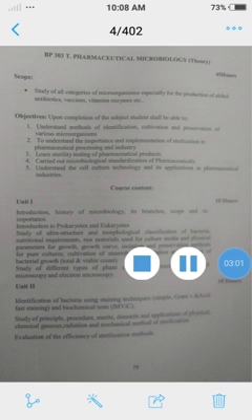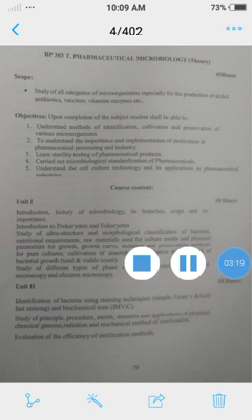The scope of pharmaceutical microbiology is to study all types of microorganisms or all categories of microorganisms, especially for the production of alcohol, antibiotics, vaccines, vitamins, and enzymes.